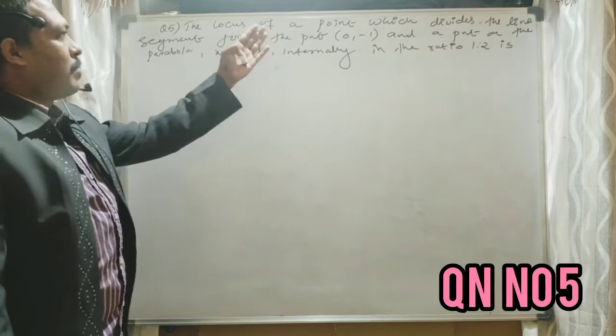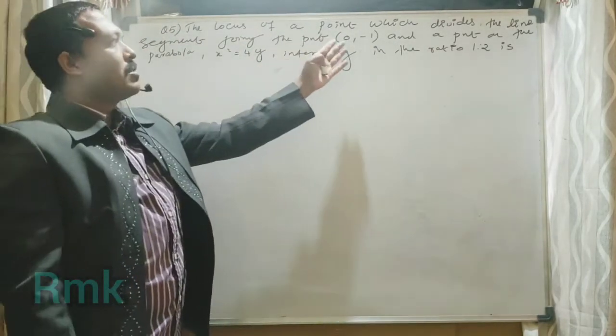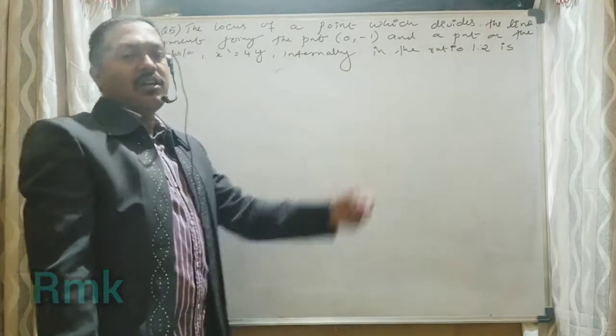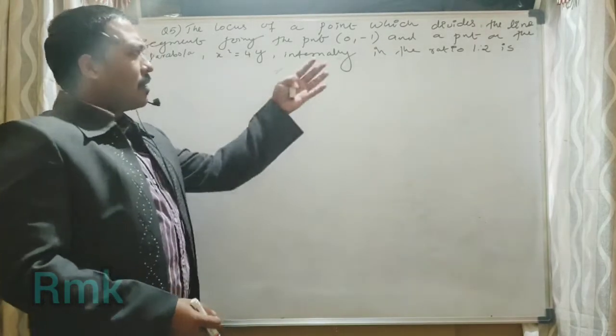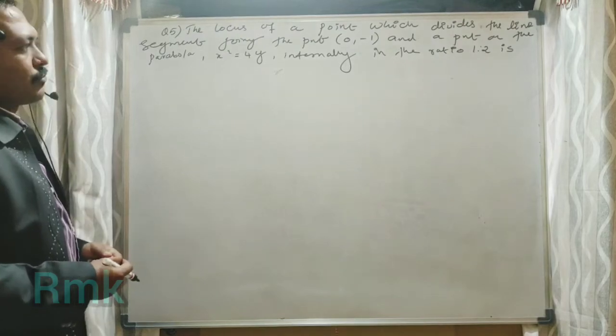The locus of a point which divides the line segment joining the point (0, minus 1) and a point on the parabola x square is equal to 4y internally in the ratio 1 is to 2. Conic sections, lines, section formula, 2-dimensional geometry, point join question.